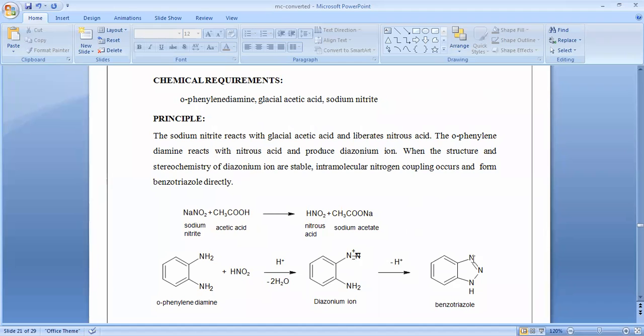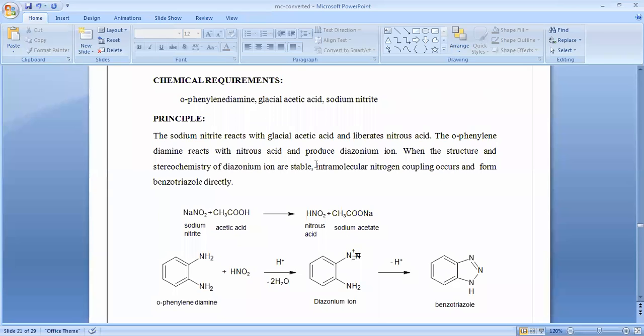Now this diazonium ion is formed by the reaction of nitrous acid with orthophenylenediamine. So this nitrogen atom from the nitrous acid will form a double bond with the amine group of the orthophenylenediamine, which is at the ortho position.